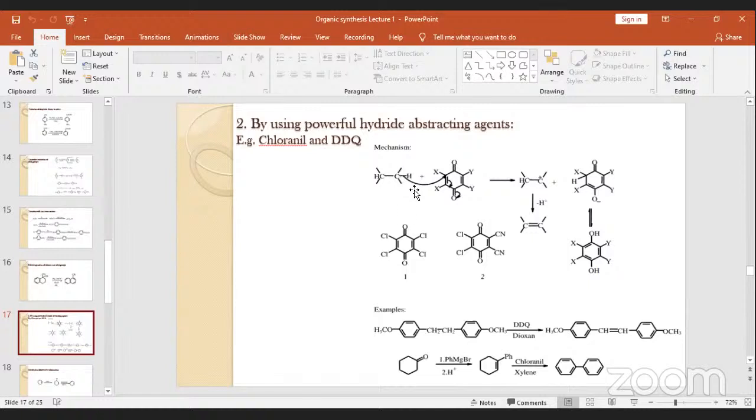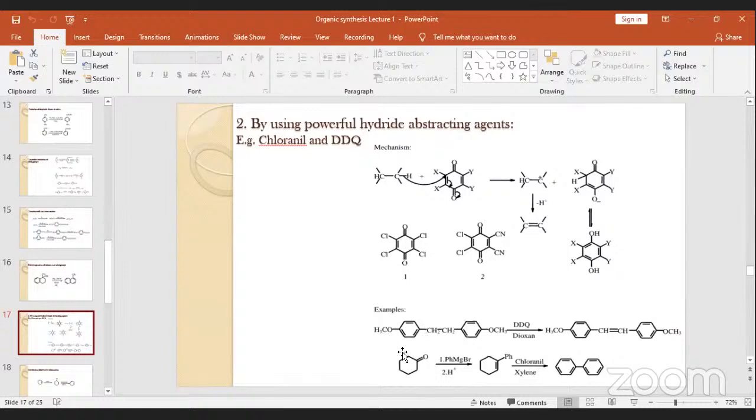So that hydrogen is abstracted, you get an intermediate, and then a carbocation. If it is conjugated with another double bond or aromatic ring, it is a stabilized carbocation, which is very easy to get. Then removal of a proton will give you the corresponding alkene. So what is this chloranil? This is chloranil, tetrachloro benzoquinone, and this one, dichloro dicyano benzoquinone, is DDQ. Both are very important reagents for hydride abstraction. Okay, so you will get the corresponding aromatic. Actually, here also the driving force is the formation of an aromatic ring from the reagent.